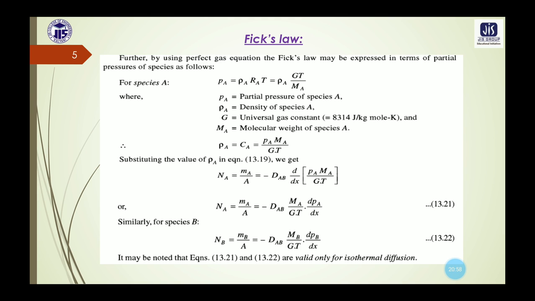Now by using the perfect gas equation, the Fick's law may be expressed in terms of partial pressure of species. So for species A, Pa equals rho A Ra T. Using the relation that R equals Ru by Ma, we can write that rho A equals Ca, this equals Pa Ma by Ru T.